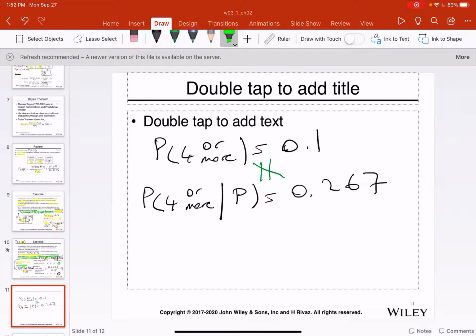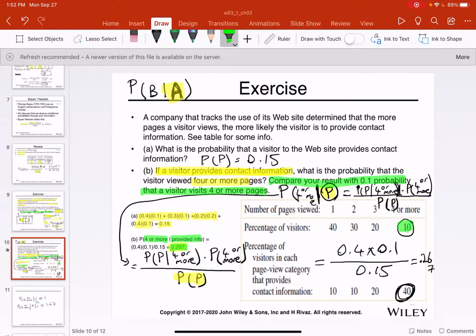And intuitively, this makes sense, because in general, only 10% of the visitors visit 4 or more pages. But if you know that that person provided contact info, then there's a higher chance that that person visits 4 or more pages. It's 26%, right? So after you solve a question, it's a very good idea to analyze your answers to see if they make sense.